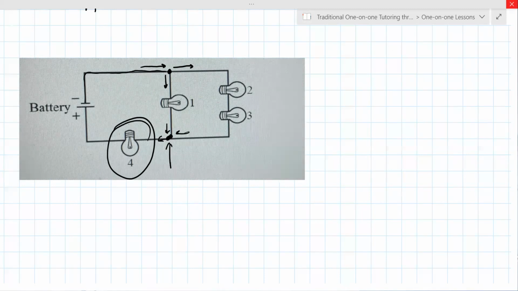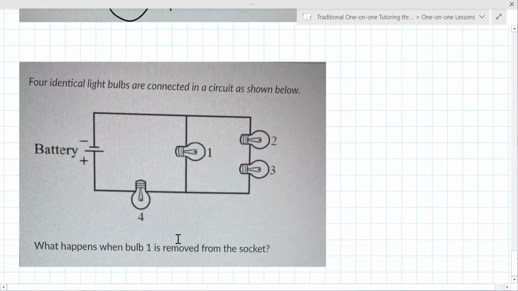Oh boy. So the next one asks about removing a bulb, and this is where, if I were more of an expert, I would understand what the intent of this question is. If they mean like it's literally the circuit is broken, or there's just, it's not there.